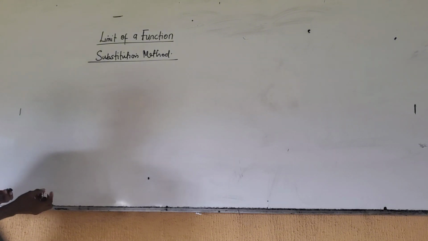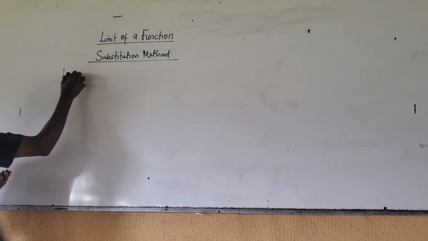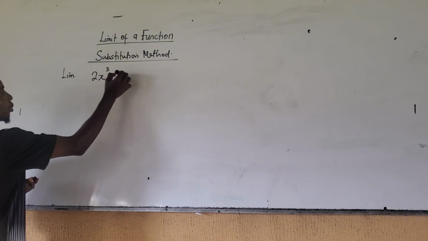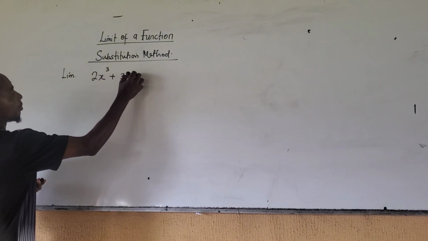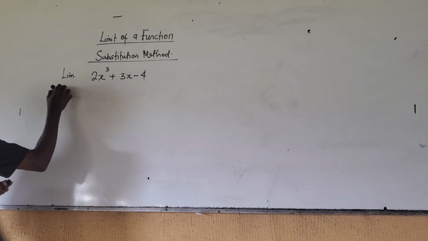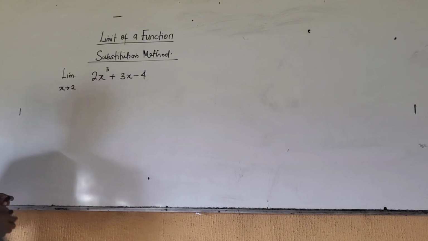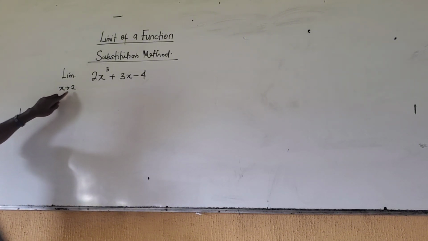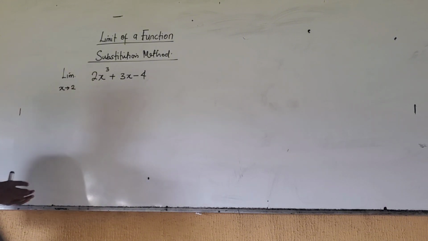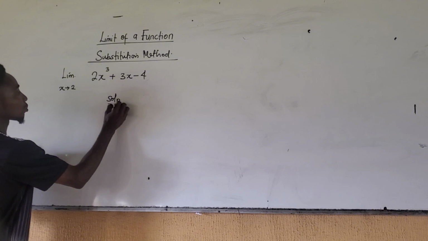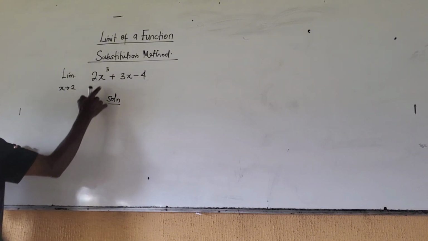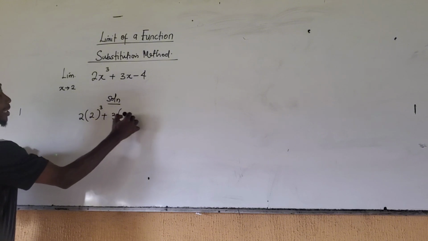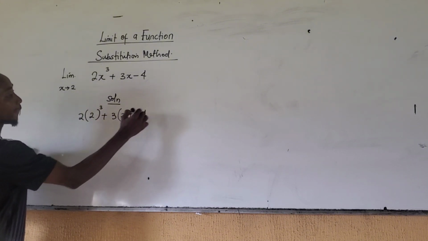All right. Now, given the limit of a function, let's say 2x cubed plus 3x minus 4 as x tends to 2. How do we solve a question like this? You have to substitute the value of x, which is 2, for x in this function. Solution. So anywhere I see x, I replace it with 2: 2 raised to power 3 plus 3 times 2 minus 4.